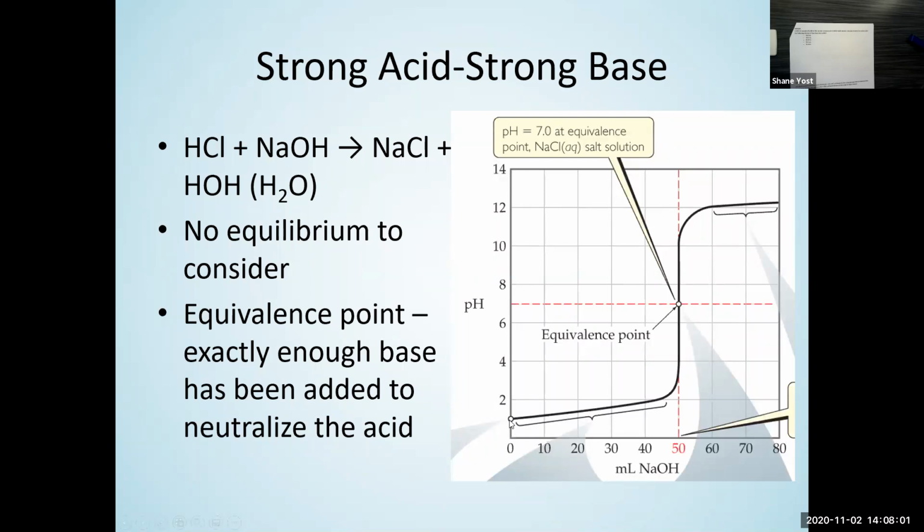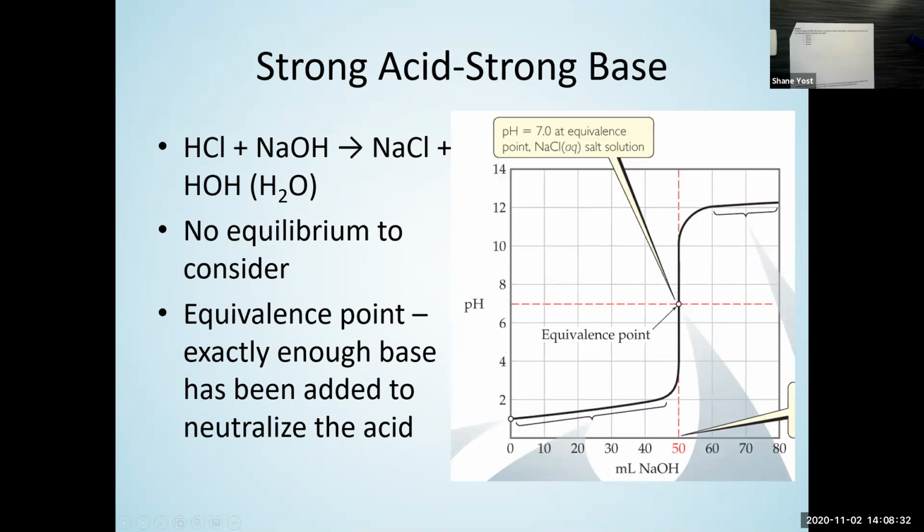And then as I add that base, I'm going to remove some of my strong acid through this chemical reaction described here. My strong acid will react with the strong base that's being added to form a salt plus water. And so I increase the pH slowly as I add the strong base to the solution, until I reach the equivalence point.